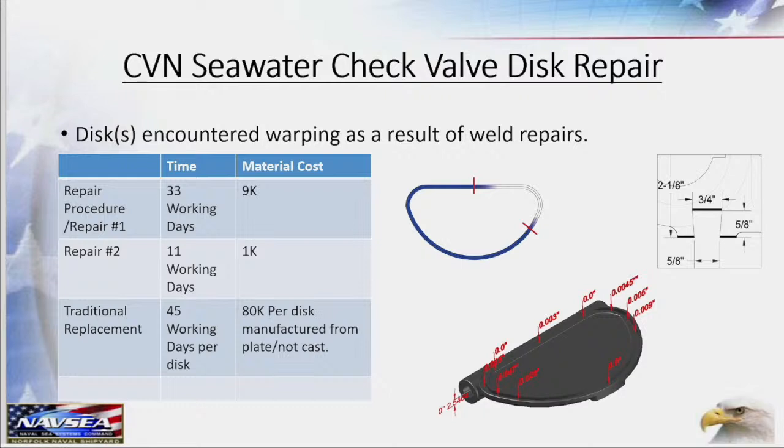So first repair we did, so getting the repair procedure done and the actual repair itself, 33 working days, did it with nitrogen, so we had about $9,000 to do this thing. Second one, we did one right behind it, 11 days, just showing the example of part of the power of the UIPI is you go approve a repair procedure, you can go right back and go do it again. You don't have to go reinvent the wheel. That approval process is already there.